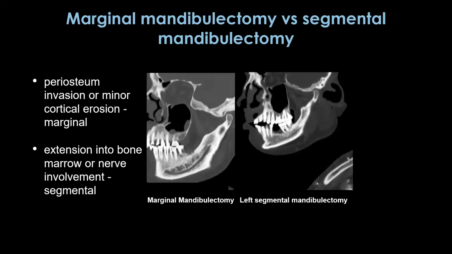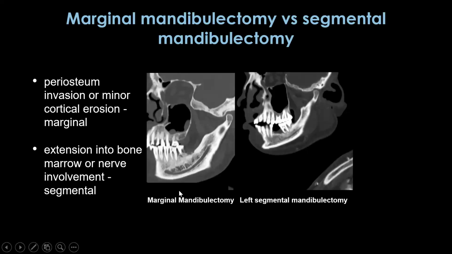So just quickly, we have seen a couple of cases on cortical erosions and the mandibular involvement. So if there is periosteum invasion or minor cortical erosion, we can do marginal mandibulectomy. So that becomes essential, which is when we also give the vertical length of the residual mandible. And this was the case that we saw, RMT lesion.